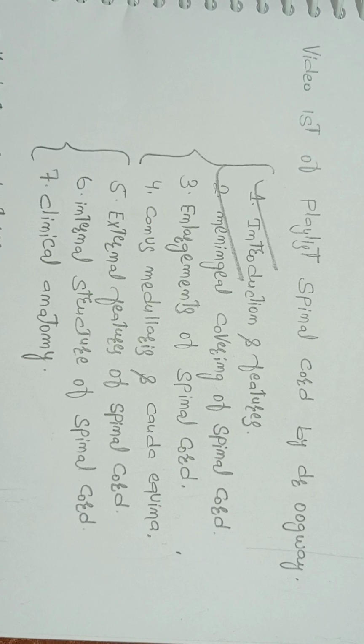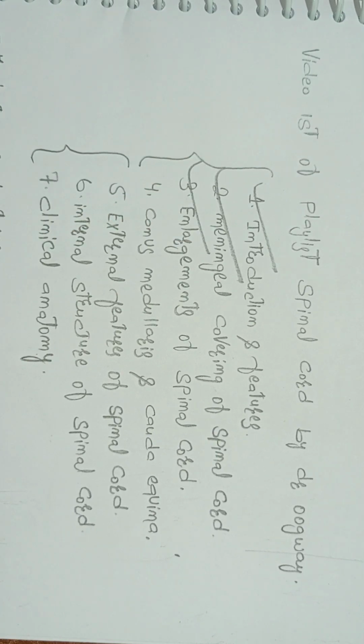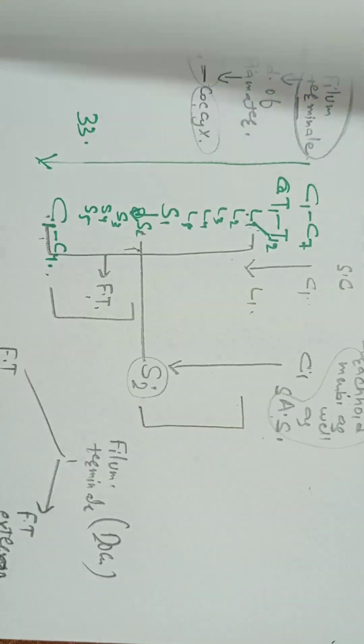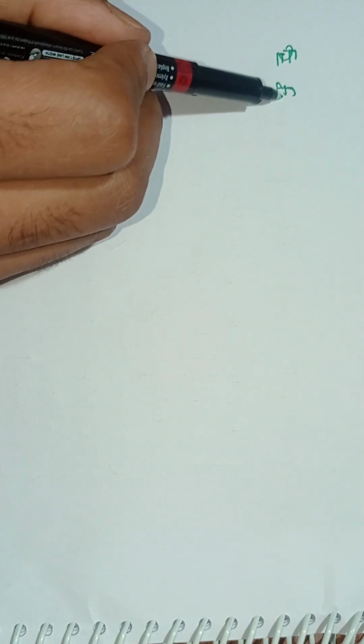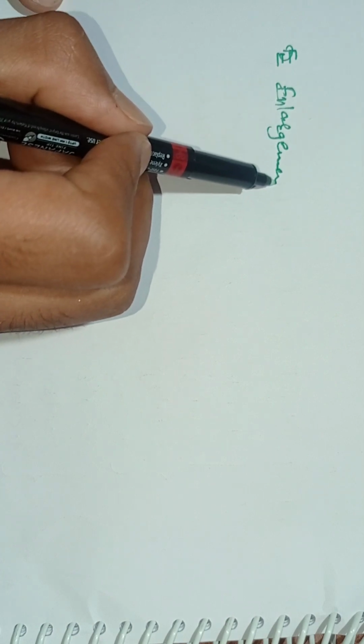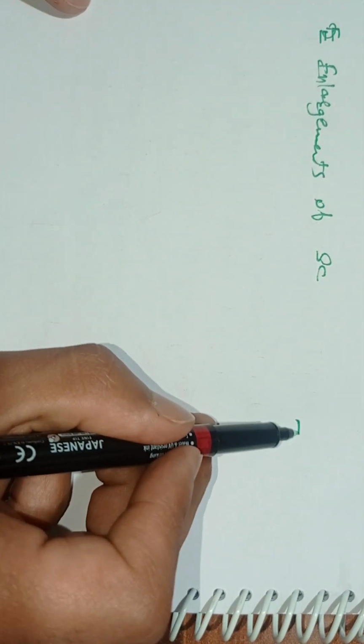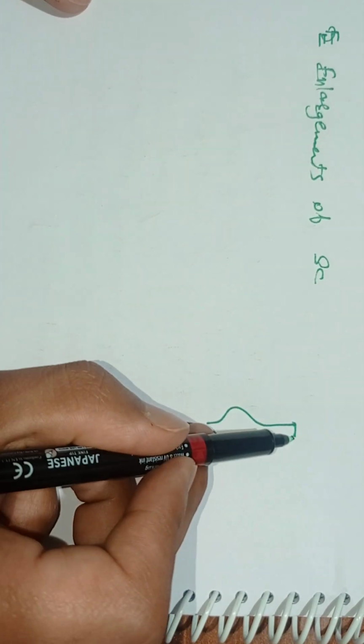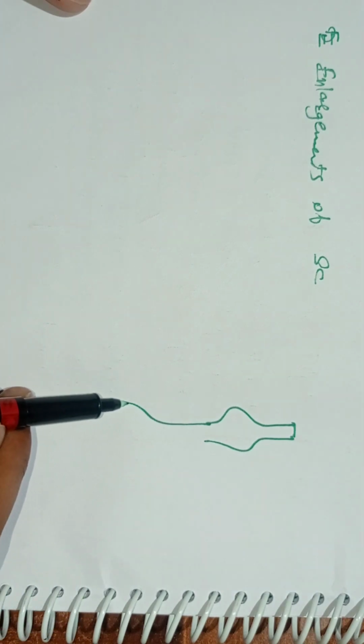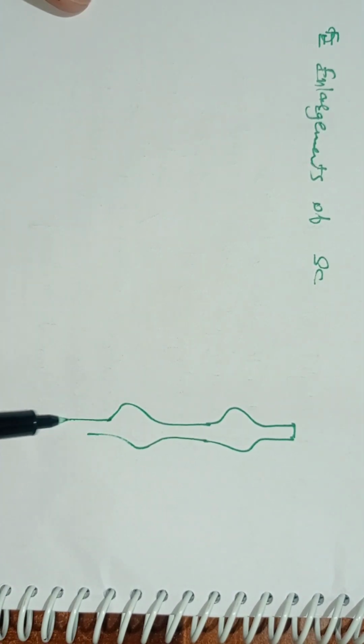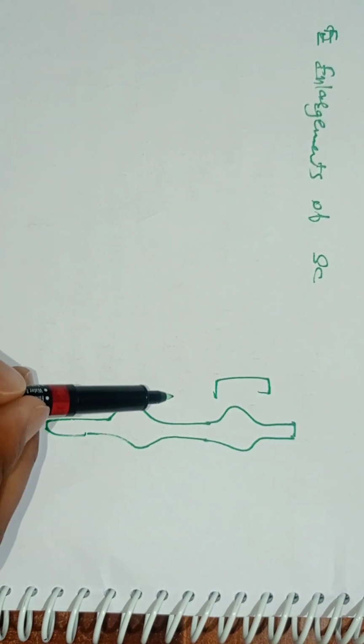Now we will move on to the enlargements of the spinal cord, and conus medullaris and cauda equina. Enlargements of the spinal cord. Consider this as the spinal cord. It has two enlargements. This is the first enlargement, and similarly there is a second enlargement. This enlargement and this enlargement.